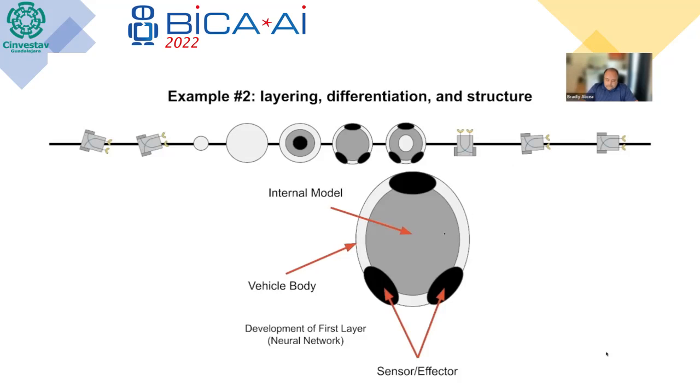And what's interesting about this is that you can capitalize on this idea of different germ layers. In this case, we have different germ layers that can take on a shape and then be sculpted by different things. So you can have an internal model that arises from a single germ layer, the vehicle body, which arises from another layer, and a sensor and effector set of nodes that arise from a third layer, and these can be reconfigured in development.